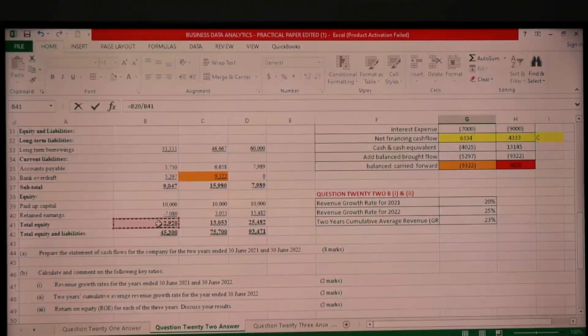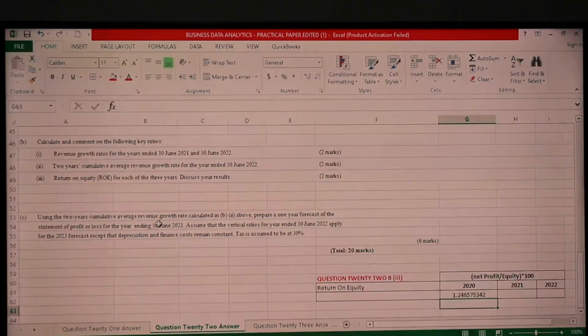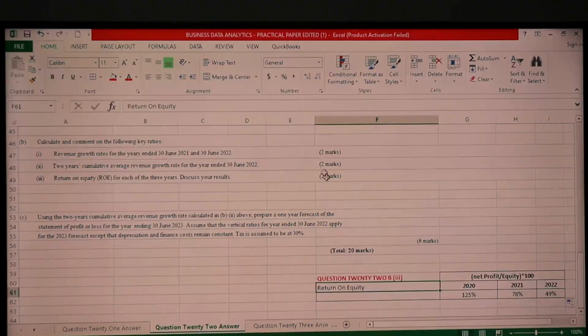Then we don't multiply by 100. First, you press enter key. Then the amount you get here, you set it in percentage. You get that 125%. Then once you get this value, you can just copy across to get the other return on equity for the other years. And by doing so, you have already achieved that question.